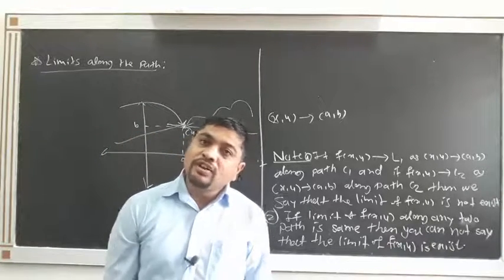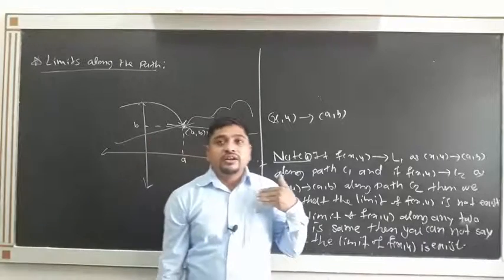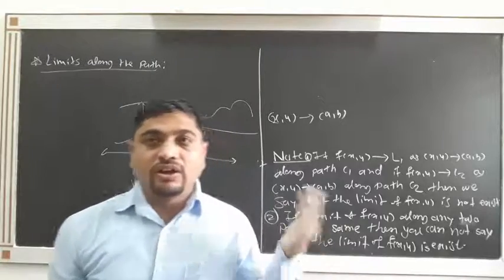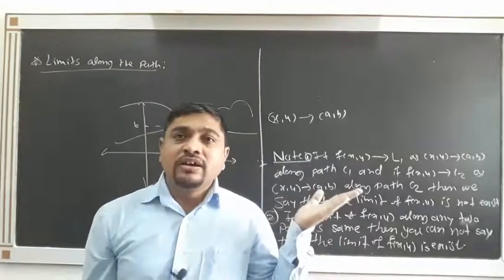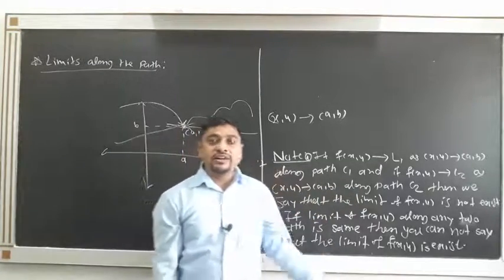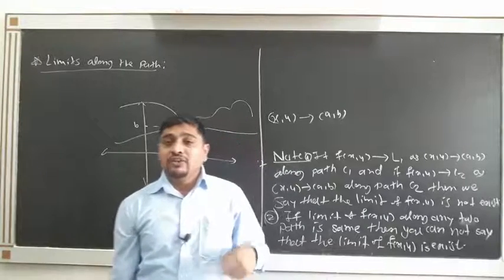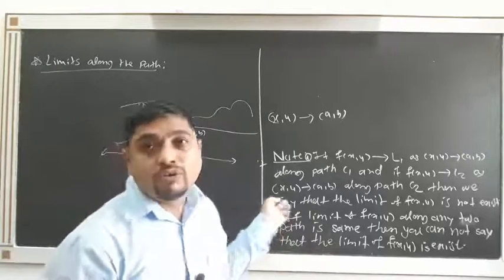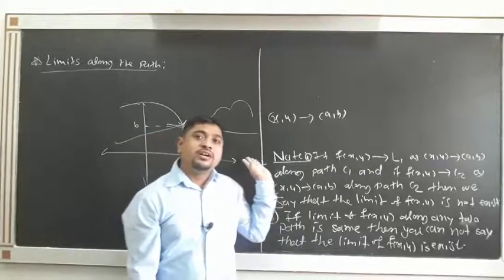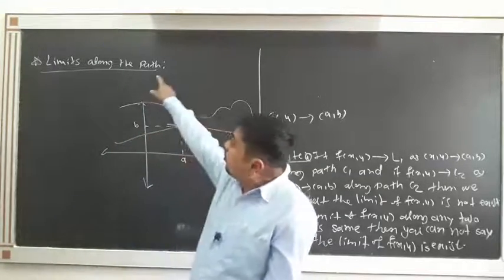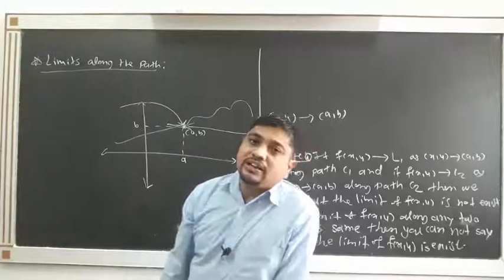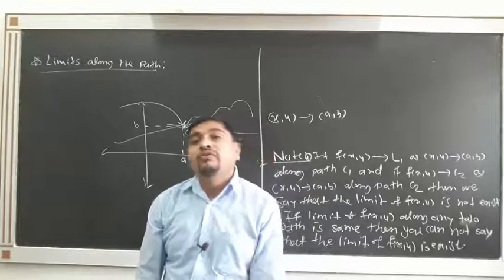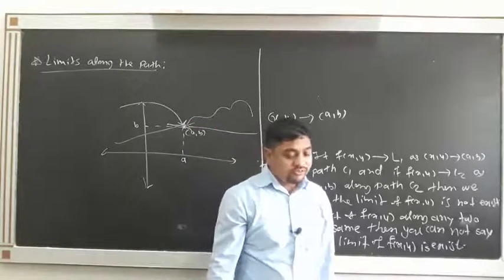For existence you can go for other methods like the epsilon delta method or the polar method, but whenever you have to show that the limit of the function does not exist, you can show it by the limit along the path. Okay, so we will take some examples on this.